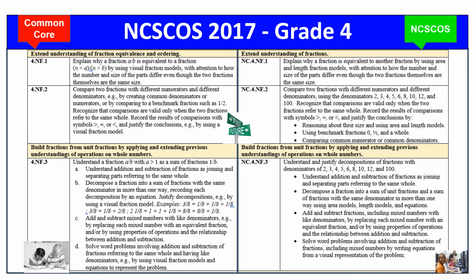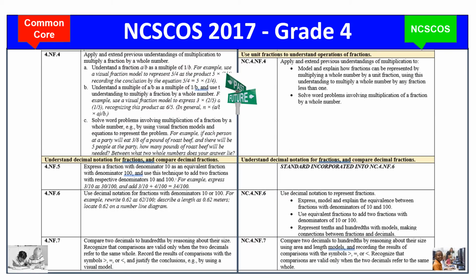Like NC 4NF1, NC 4NF2 also explicitly mentions the use of area and length models to compose and decompose fractions with like denominators. 4NF5 and 4NF6 have been combined into NC 4NF6. NC 4NF7 explicitly mentions the use of area and length models to compare decimals.